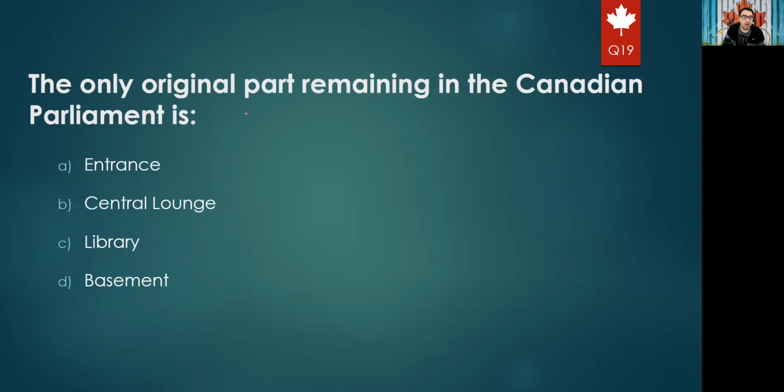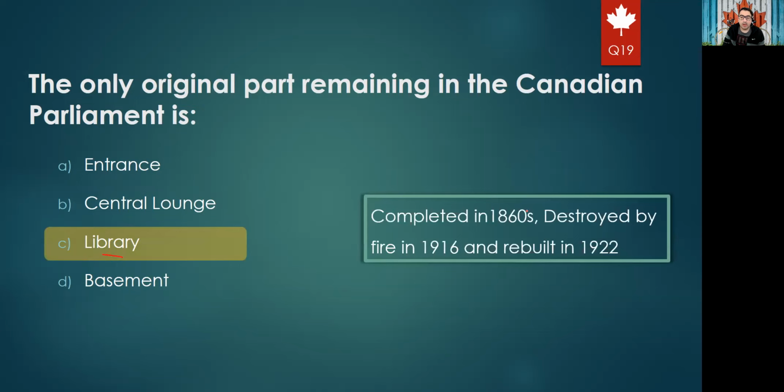Next question. The only original part remaining in the Canadian Parliament after it was burned is the entrance, central lounge, library, or basement. Yes, the right answer is C, the library. Okay. Actually, it was completed in 1860, destroyed by fire in 1916, and rebuilt in 1922.